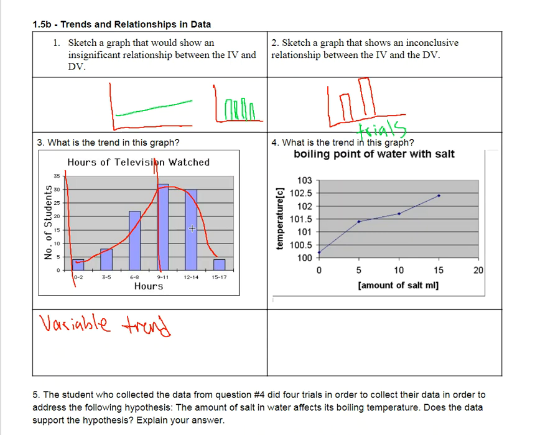For number 4, what's the trend on this graph? We're looking at amount of salt added and temperature, and it's pretty well increasing the whole time. It slows down a little in the middle, but we have an increasing graph. So you would say as the amount of salt increases, so does the temperature.